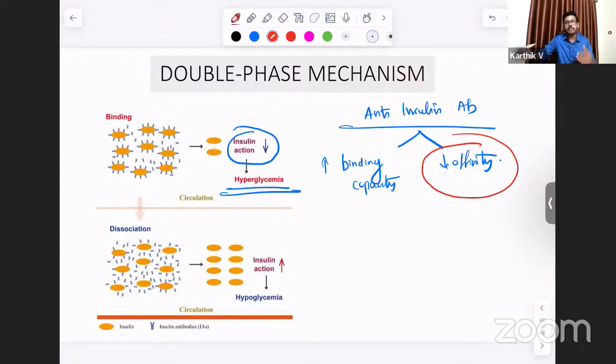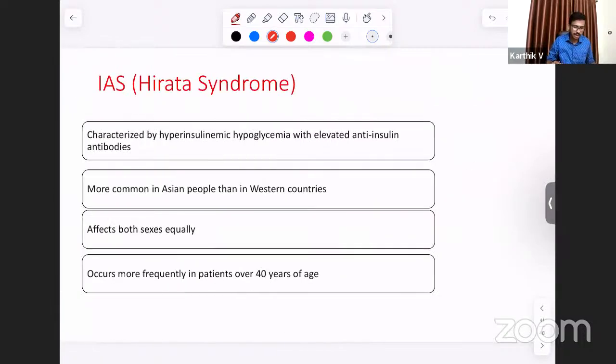So what happens after a particular period of time, say after 2 to 3 hours, all this insulin that has been sequestered by this antibody will be released at once. So instead of a controlled release of insulin from the pancreas, all the insulin molecules which were previously bound to the antibody are released at once, and they bind to the receptor to result in hypoglycemia. So this is the basis of hypoglycemia in a patient with Hirata syndrome. So the culprit is the anti-insulin antibody, which has a high binding capacity. That means it can bind to a whole number of insulin molecules. Low affinity is the cause for the release of insulin in the late postprandial period.